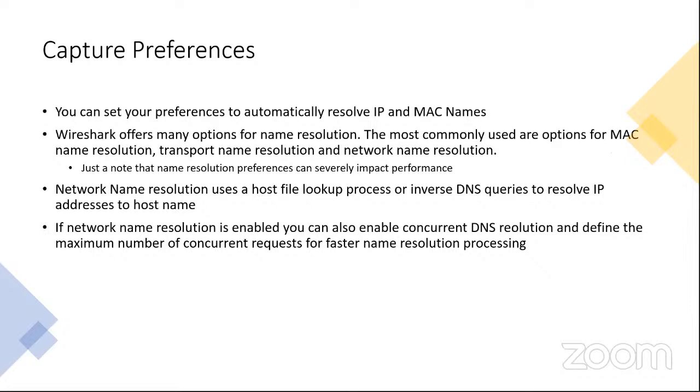So again, if you're at a company, this may be useful to figure out, all right, these IP addresses are for the accounting department and these ones are for the IT department, right? So that you can automatically resolve that information. Wireshark offers many options for name resolution. The most commonly used are options for MAC name resolution, transport name resolution, and network name resolution.